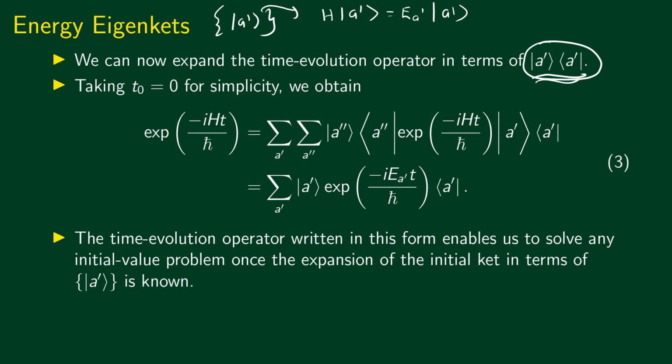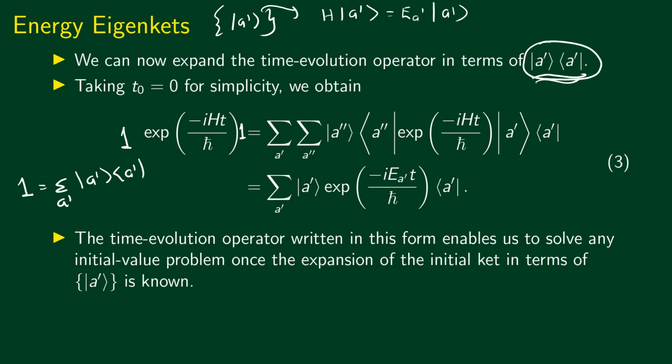Now we shall also take t0 equal to 0 for simplicity. So you take our time evolution operator and put t0 equal to 0, and it becomes exponential of minus i H t divided by h bar. Now let's introduce identity operators on both sides. We write the identity operator in terms of the completeness relation. The identity operator is equal to the sum over a prime of ket a prime, bra a prime. This is what we called the completeness relation.